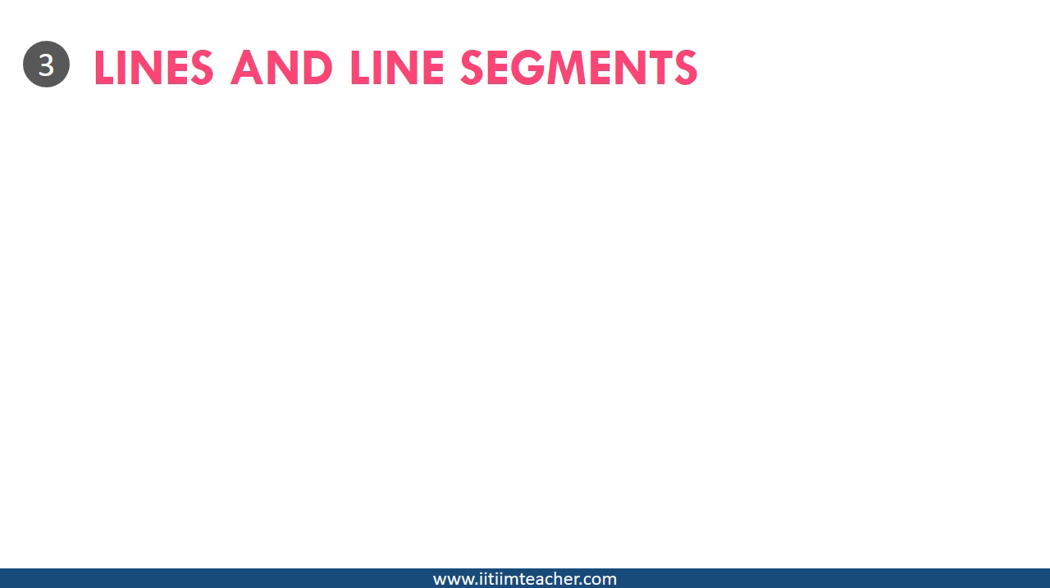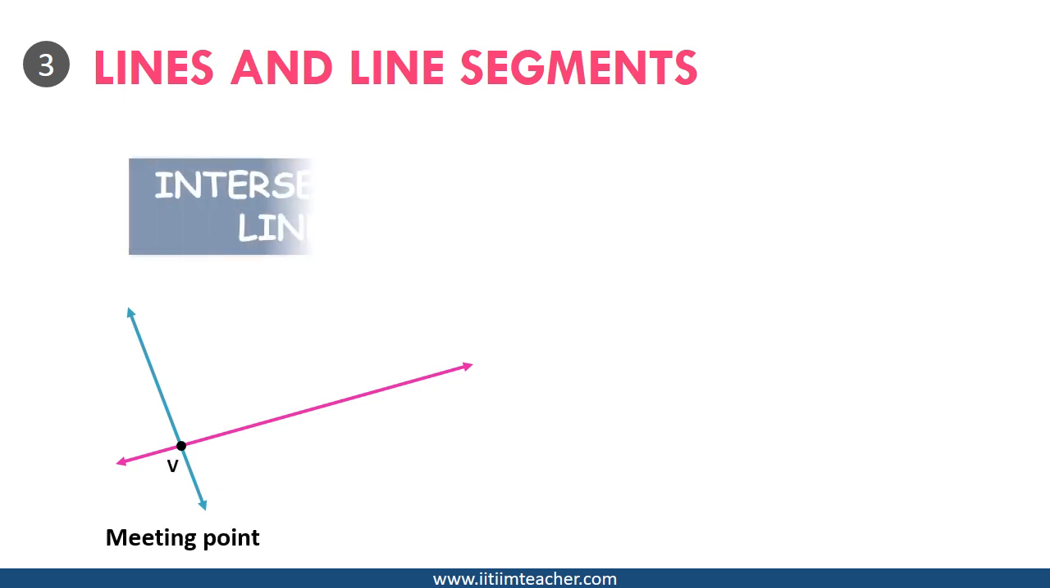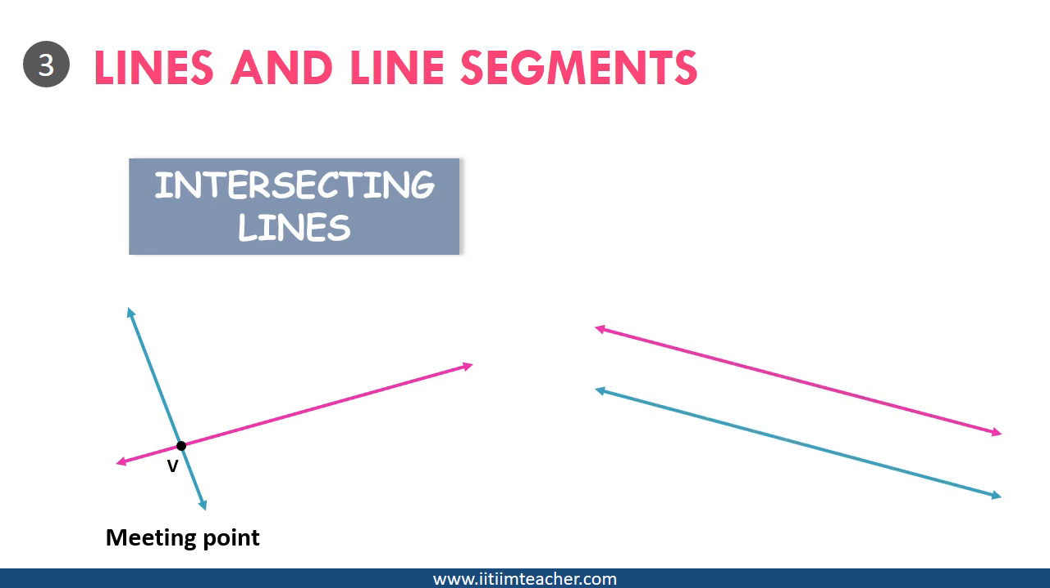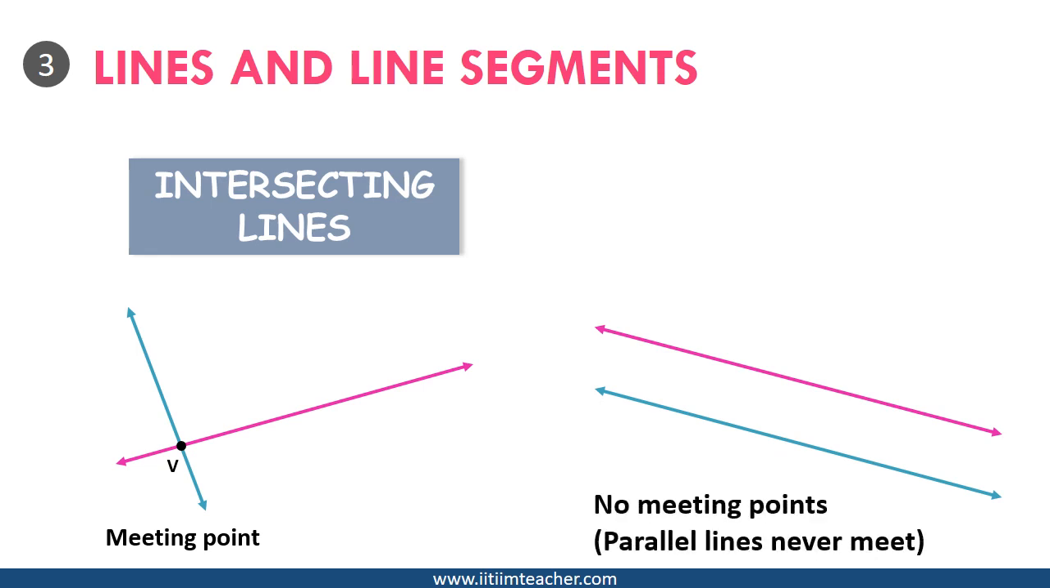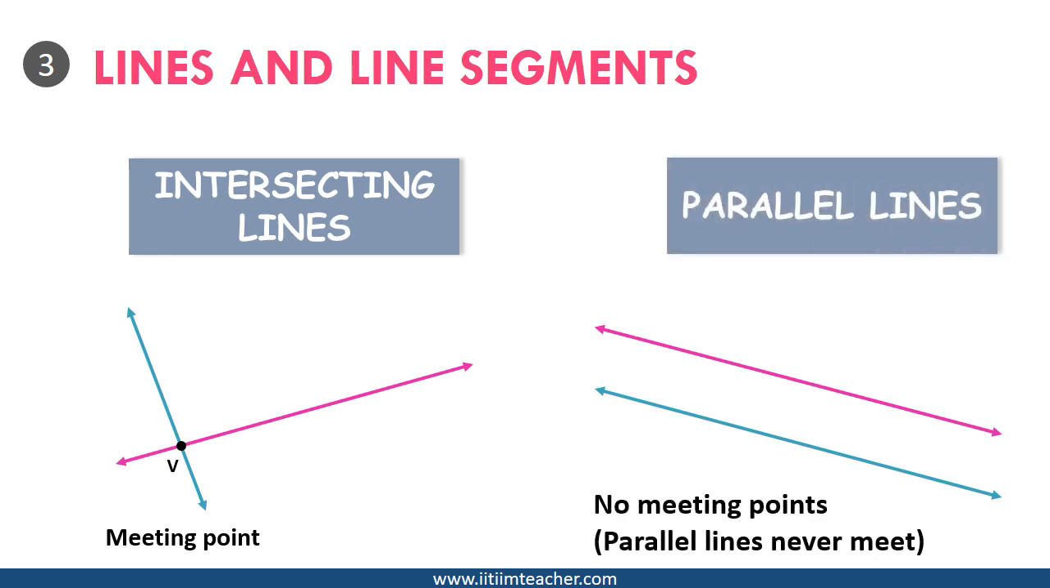The interesting part of lines and line segments. Observe this pair of lines. They are meeting, they are intersecting at a particular point. Hence, they are called intersecting lines. Consider this pair of lines which will never meet because they run parallel to each other. There are no meeting points. These are called parallel lines.